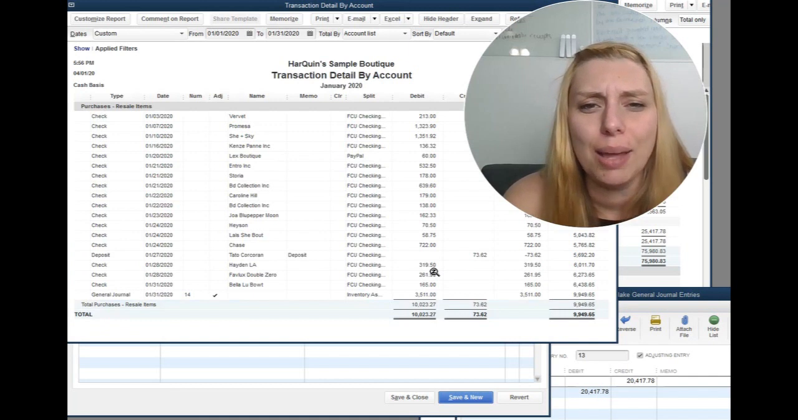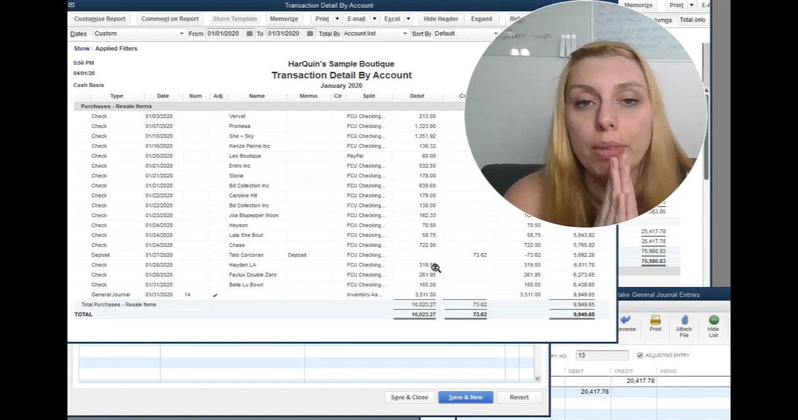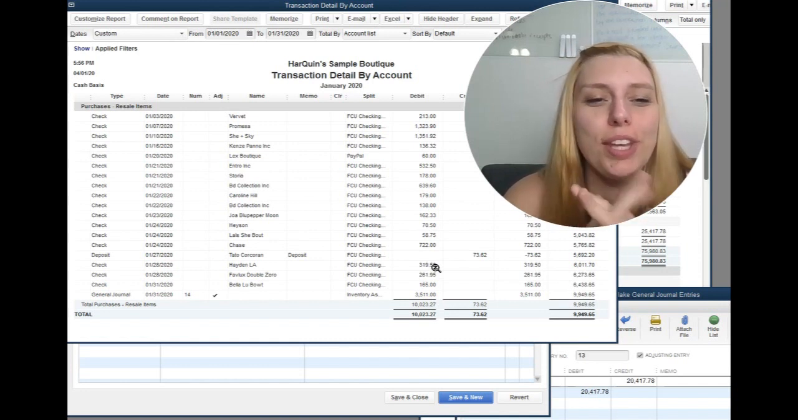So just like, oh, Lindsey, that's not bad. Wait until November and December. There's 12 times more. And smaller boutiques don't normally have like $1,300 to buy inventory all at once. So keep that in mind. This is a slow month for this boutique, okay?